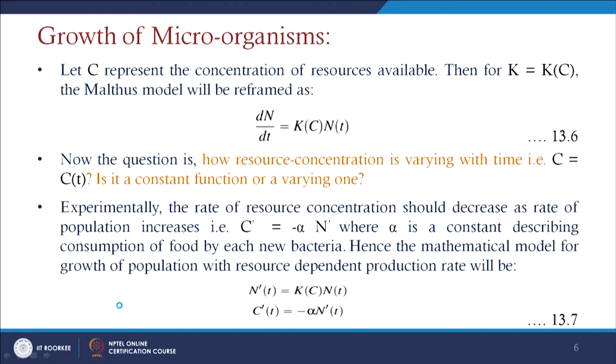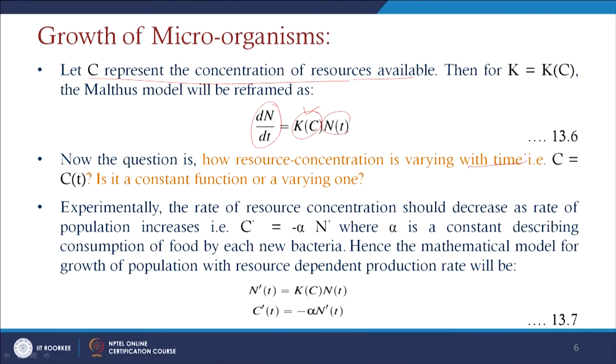Let C represent the concentration of resources available, then suppose k is a function of C here, that is the resources available there. Then the Malthus model can be reframed as, since k is a function of C, the concentration level of the food or resources, then this change of population level depends directly on k of C, and it is multiplied by the total population size. Now, the question is how resource concentration is varying with time.